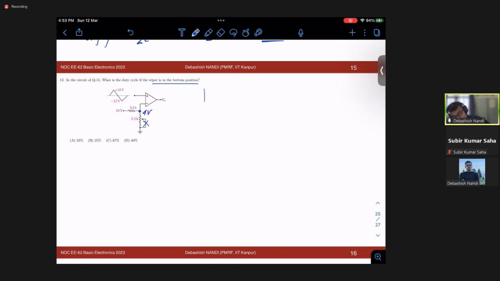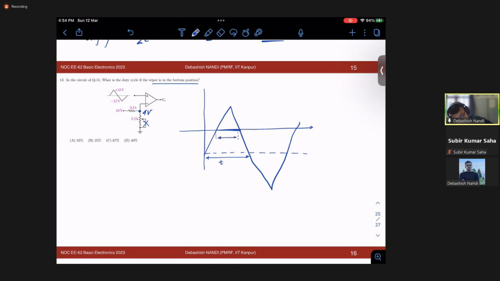So again, you have this kind of waveform. So here now, this is your T, this is your T1, this is your 4, and this is your 8.